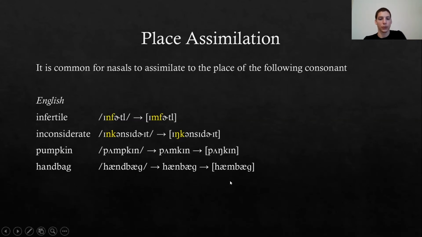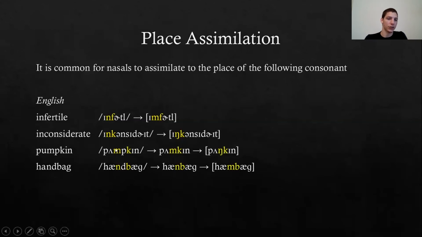These cases here are a little bit more complicated. If you've ever wondered why "pumpkin," spelled this way, sounds kind of like "pumkin" with some of the sounds missing, and same for "handbag," why that doesn't sound exactly the way it's spelled, it's because of assimilation.